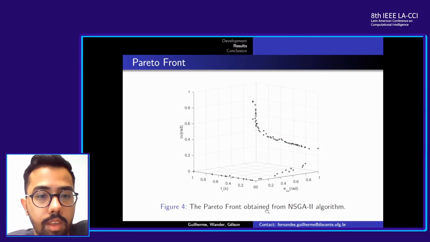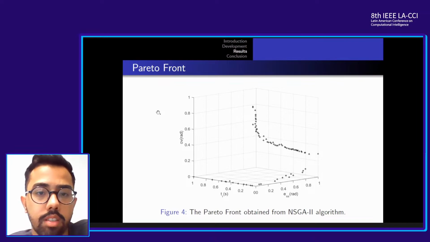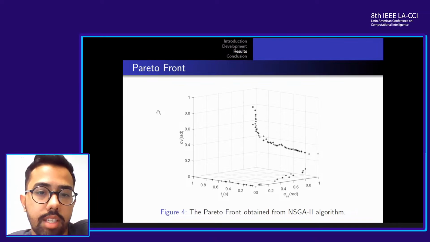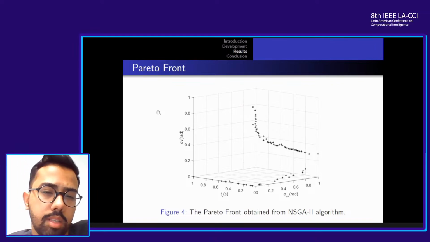In figure 4, we have the results. As expected, the algorithm came out with a set of non-dominated solutions where the conflicting nature of the objectives is evident. For example, solutions with a short rise time lead to responses with overshoot. On the other hand, responses with less overshoot and a small steady state error display long rise time.